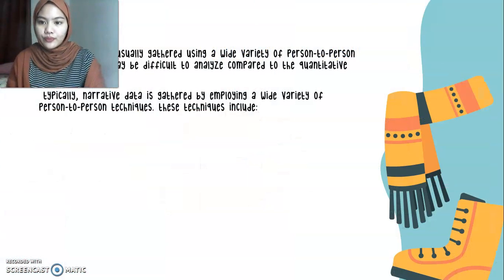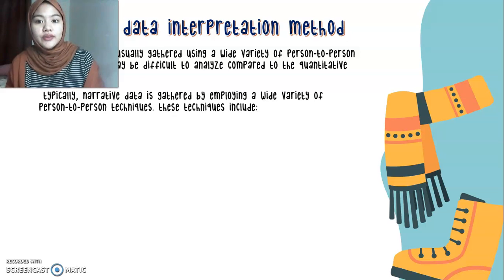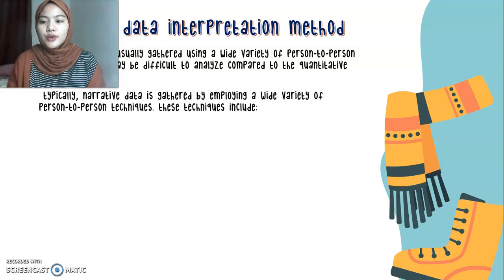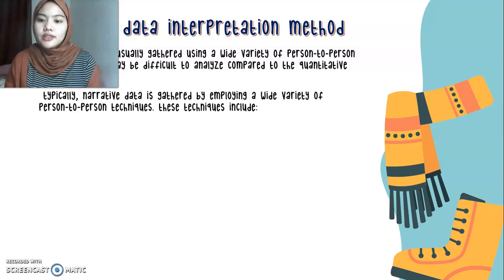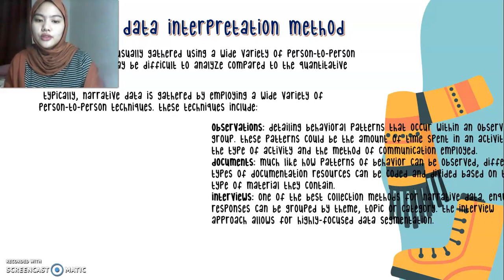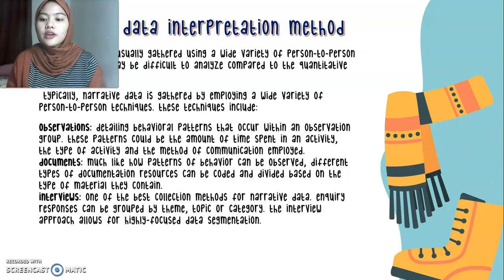The next one is qualitative data interpretation method. Qualitative data is usually gathered using a wide variety of person-to-person techniques, which may be difficult to analyze compared to quantitative research methods. Typically, narrative data is gathered by employing a wide variety of person-to-person techniques. These techniques include observation, document, and interview.